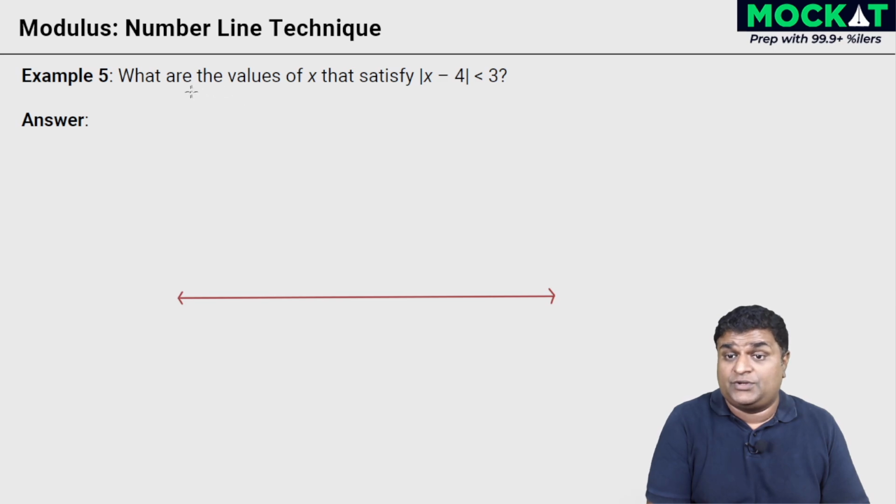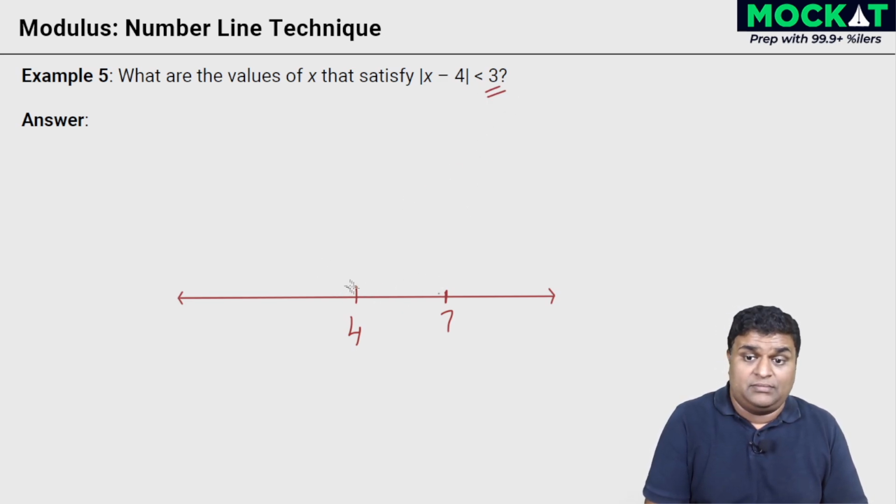Now, what if the question is: what are the values of x that satisfy modulus of x minus 4 is less than 3? Very simple. Modulus of x minus 4, distance from 4 has to be less than 3. Max can go up to 7, 3 units to the right. Min can go down to plus 1, 3 units to the left. But hold on, does it say less than or equal to?